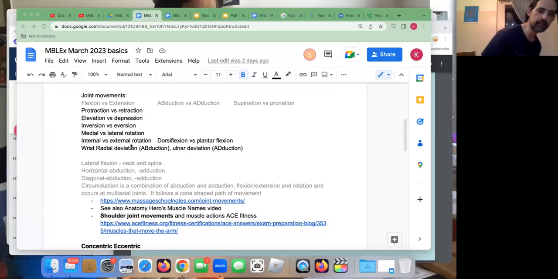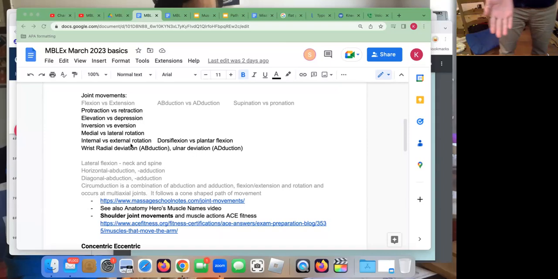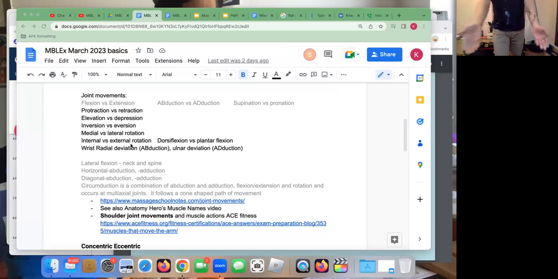Wrist radial deviation. Also, we'll do it this way. I'm doing it in this position because this is anatomical position, right? Like this. So the wrist has an ulnar side and a radial side. So this is radial deviation and ulnar deviation.